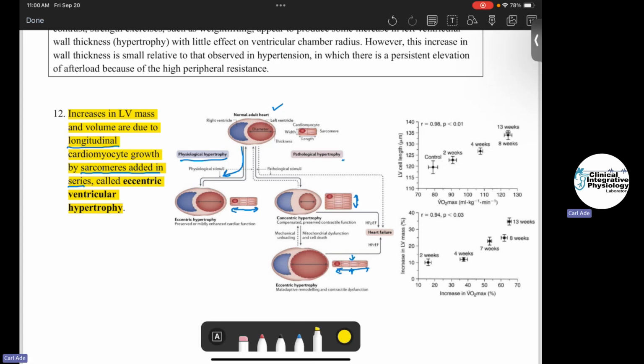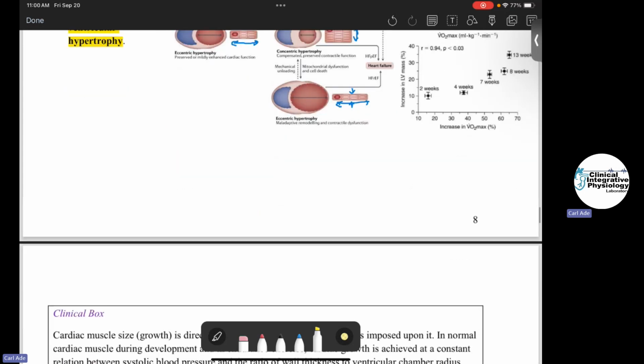We can see this if we actually look at the individual cells themselves as a function of VO2 max. And this is an animal study, so that's why the VO2 maxes are really, really high. The cell length, as a function of training duration, cells get longer, and the mass of those cells also goes up. Again, key characteristic of physiological hypertrophy in response to endurance training.